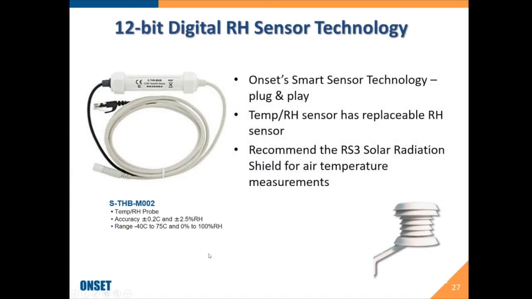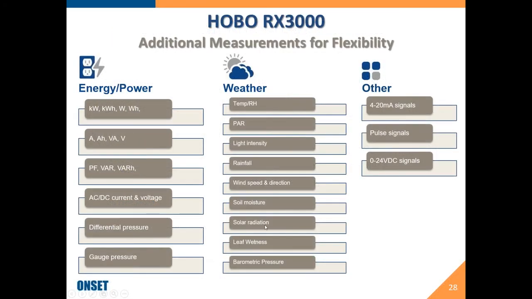Sensor technology for the RX3000s. We have probes here for temperature and relative humidity. Again, we would recommend that you get the RS3 solar radiation shield to protect that sensor from the sun and the rain. There are additional measurements for the RX3000: power measurements, energies, voltages, currents, differential pressures, gauge pressures, all kinds of different measurements that you can make.